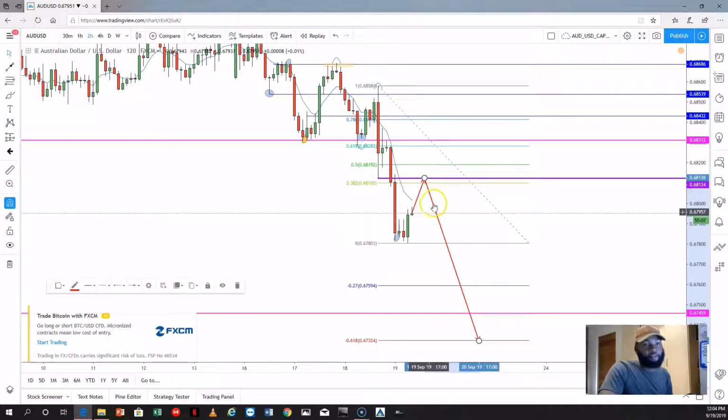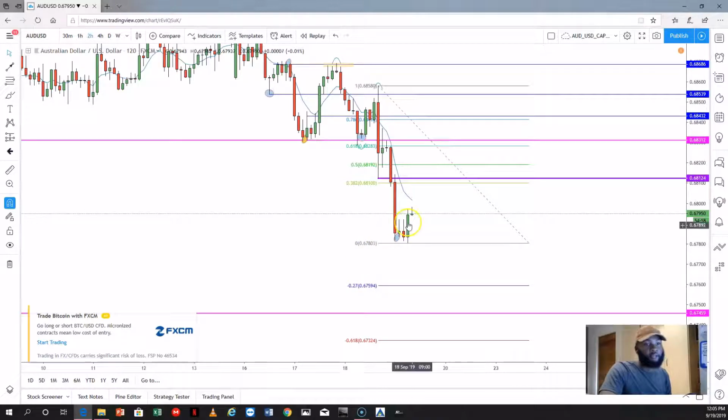But I am out of this trade because they hit my TPs. I am definitely looking for more short setups, and I will update on the Telegram members group to tell you how this pair goes.